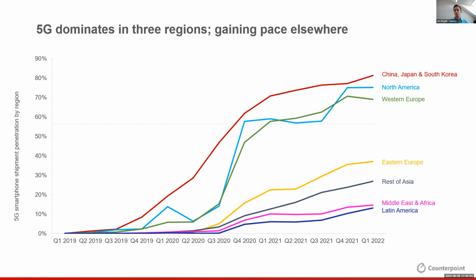There are, as you may notice, a few dips in Q1, in Western Europe, for example. 5G adoption dipped compared to Q4 2021, but that's because of the iPhone effect, which I will come on to in a bit.